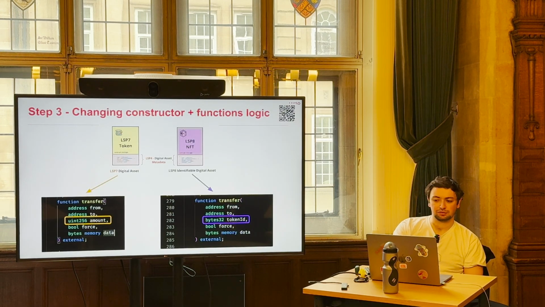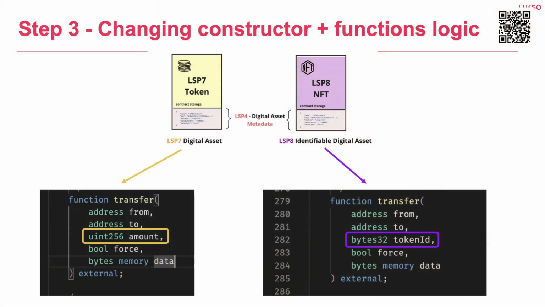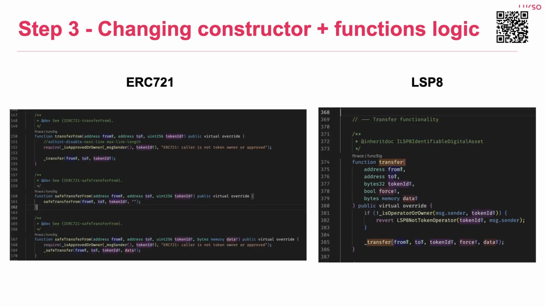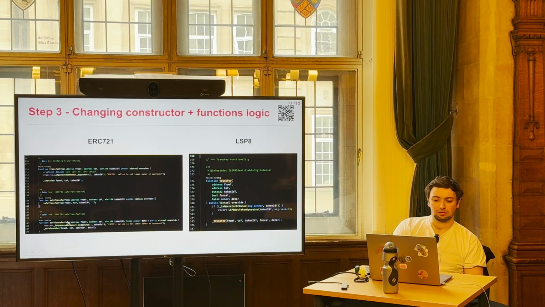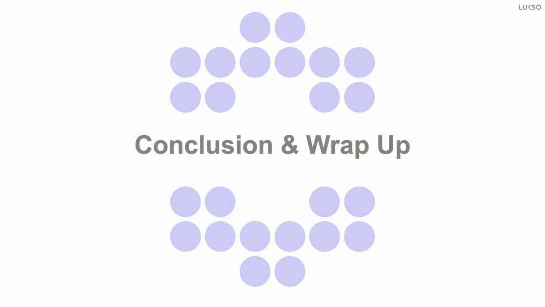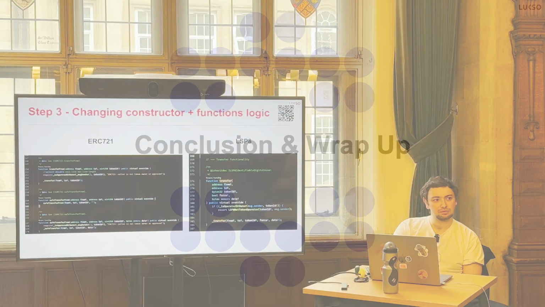And the only thing that changed in the transfer function is that we don't transfer an amount, we just transfer the token ID of the NFT. It's basically the same thing. The only difference is that it's a single transfer function instead of having transfer from, safe transfer from, and safe transfer from with data. Any questions on that? No, all good?